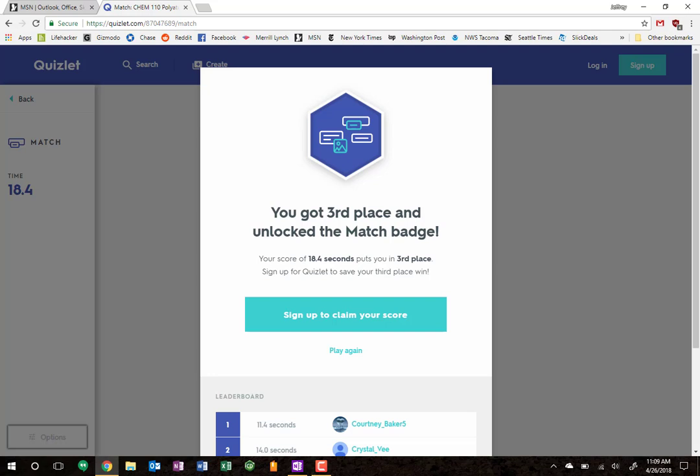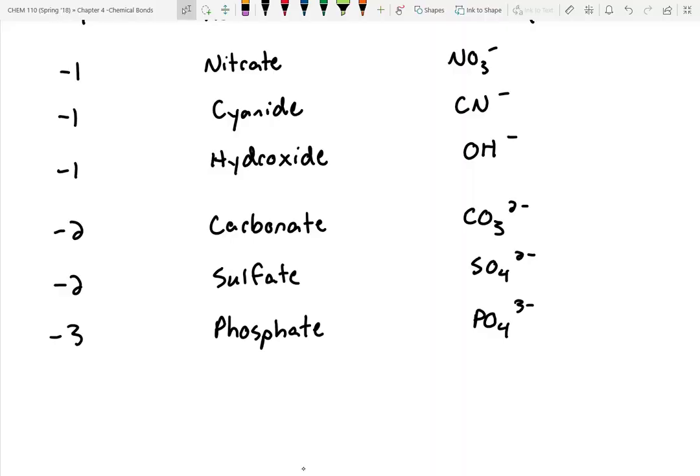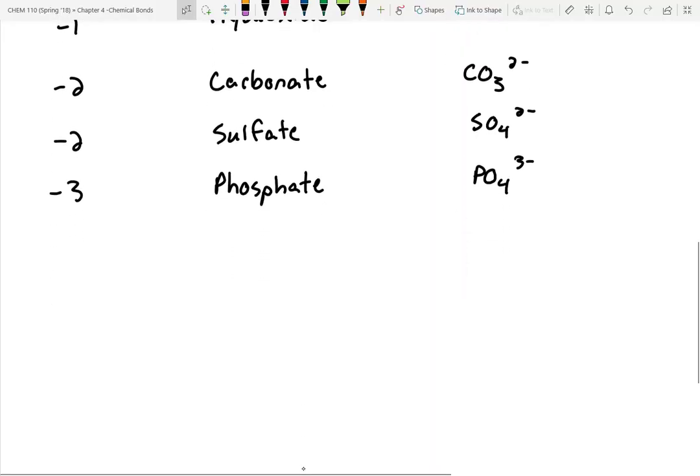I'm not going to be super picky with spelling, but I do want it to be somewhat legible. So if I can figure out what you're trying to say, I'll give you credit. But if I'm like, I have no idea what they're talking about, you're going to miss points on it. All right, does that make sense? So let's take a look at a few examples.